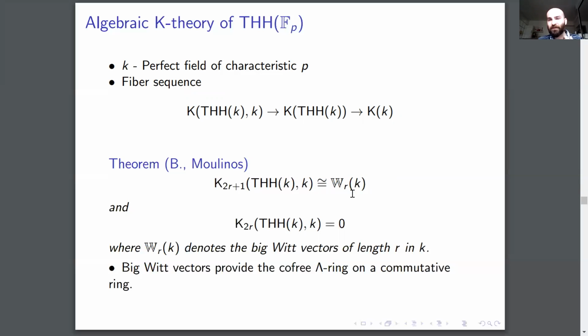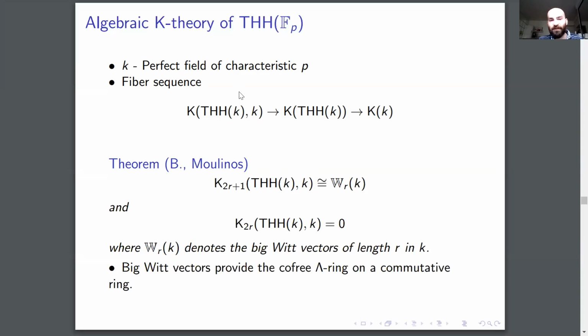So with this, you complete the calculation of K of THH of F_p. Is that something that comes out of this or already known? Yes. You see, there's a fiber sequence, right? And so this works for K equals F_p. People didn't know K of THH. Yeah, this was not known, yes.